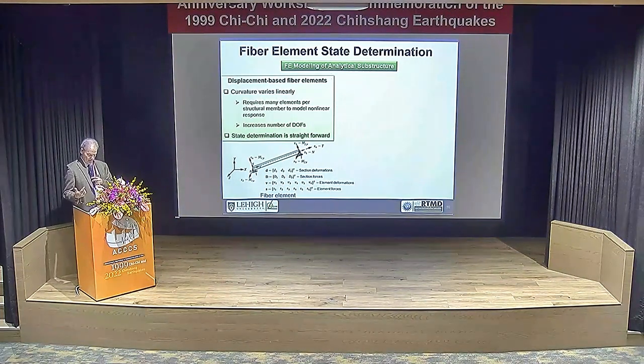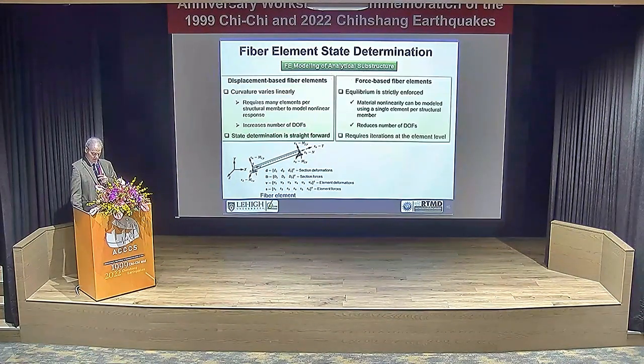So the challenge there is that the curvature varies linearly, and when you have structural members where inelasticity usually forms at the ends, it's not going to vary linearly. It's going to be quite steep, and you then need to discretize the member using more elements. So it means you have more degrees of freedom. It adds to the computations. You may not be able to do all those computations within the time step, but the state determination process is pretty straightforward.